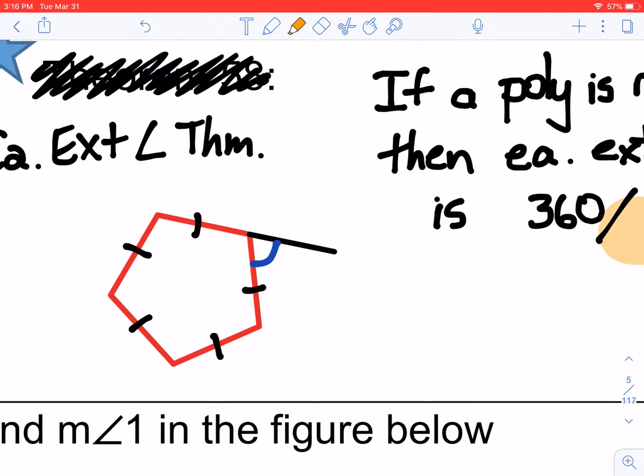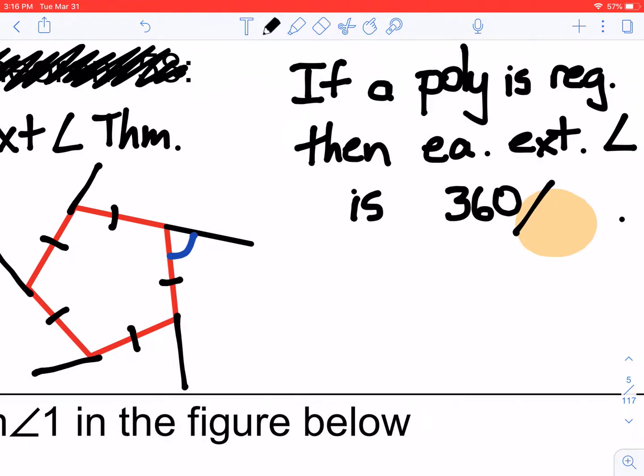Now, if you stop and think about that, like 360 divided by what? Well, 360 is the sum of all of them. So if I were to extend each side again, there would be 5 of them. And so on a pentagon, I would take 360 divided by 5. And on an n-gon, I would take 360 divided by n.